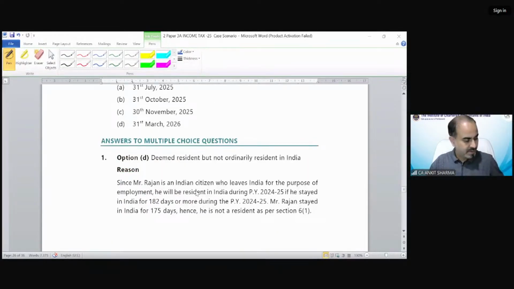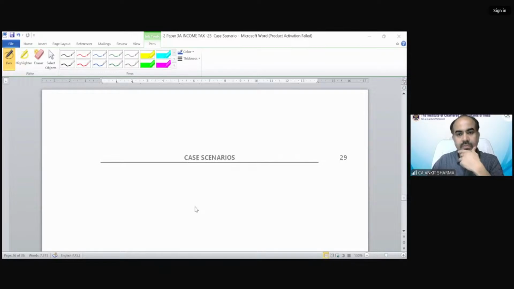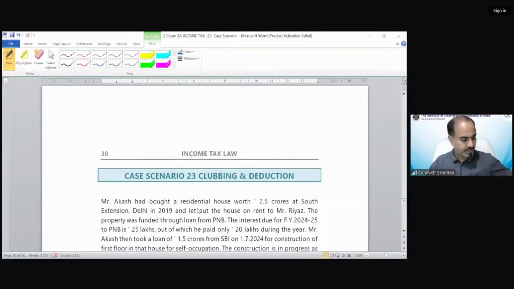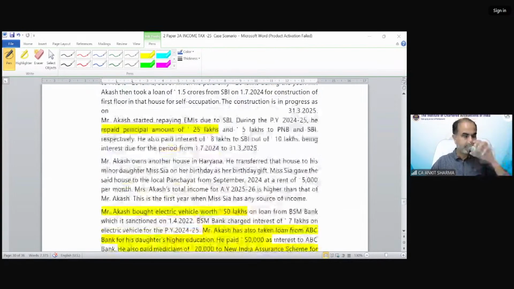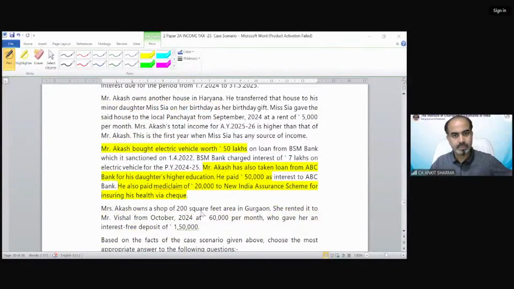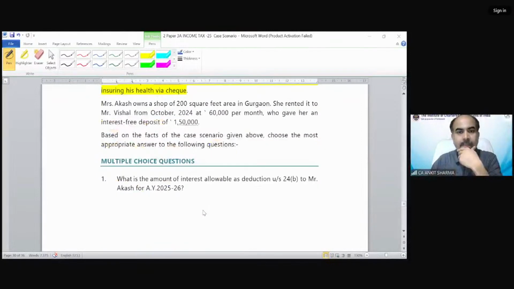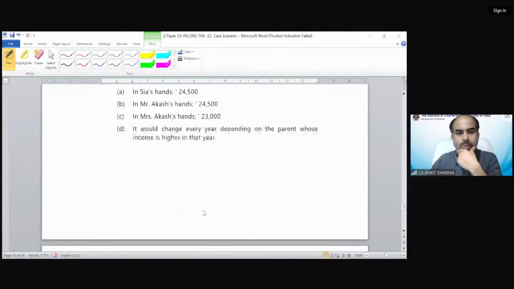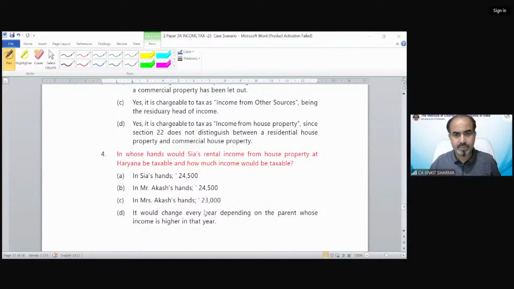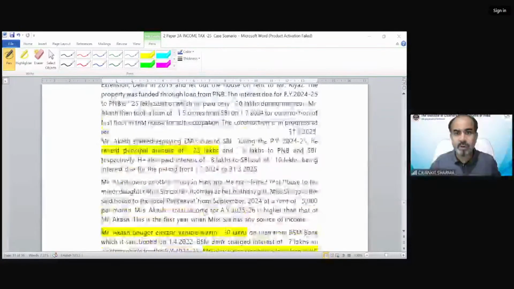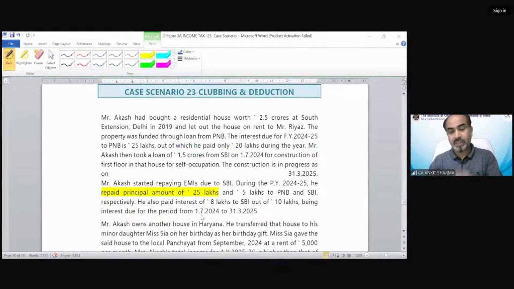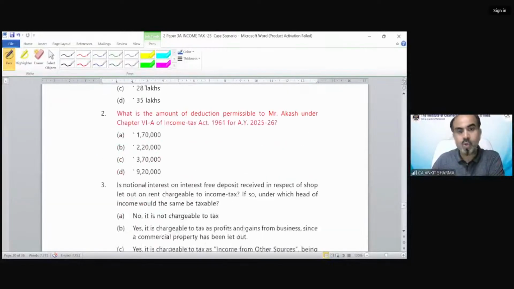Next is scenario number 24. This is 2 and 4. Scenario number 23 we need to discuss first. Yes. So this is again a good question regarding clubbing and deduction. Mr. Akash had bought a residential house worth 2.5 crore at South Extension, Delhi. We have to solve two questions. Question number 2 and 4.